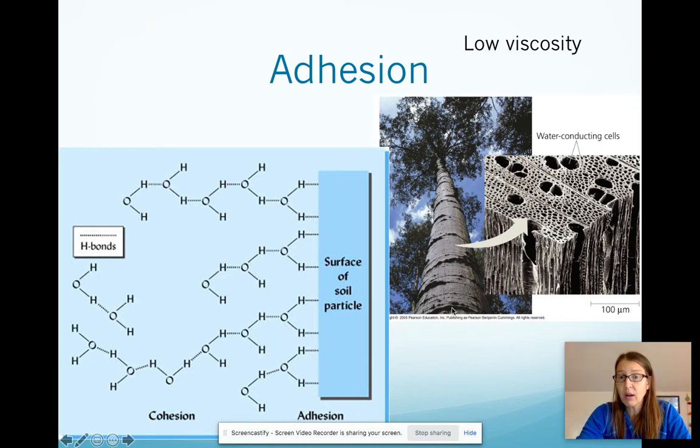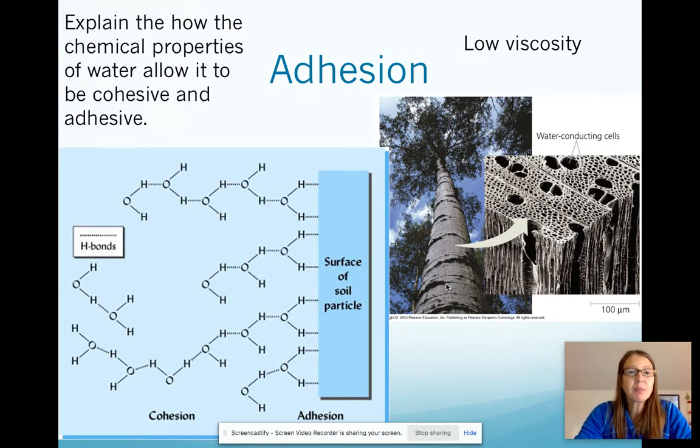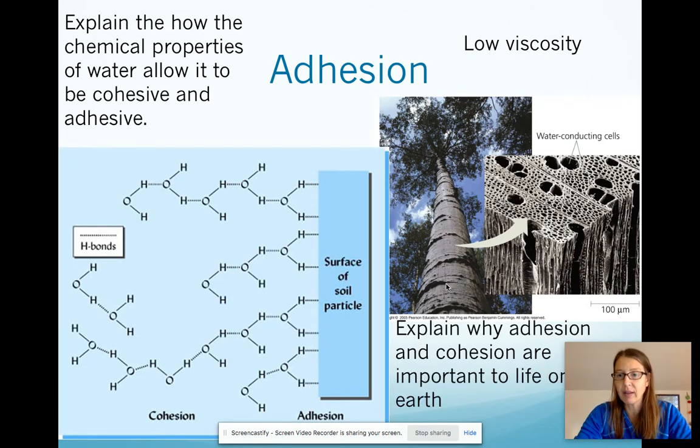That's through cohesion. And then adhesion is that they also are attracted to and stick to the surface of the xylem vessels inside the tree. So the transpiration stream is very important. Otherwise, photosynthesis wouldn't be able to happen. We can't fix light energy into chemical energy through photosynthesis, which is very important in the food chain. So you need to be able to explain how the chemical properties of water allow it to be cohesive and adhesive, and why that is important to life on Earth.